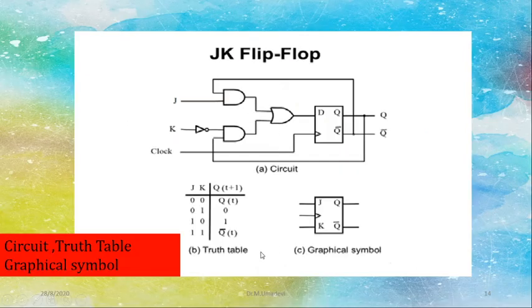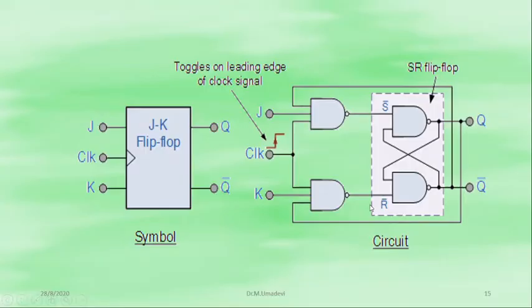Then this is the truth table for the JK flip-flop. J is equal to 0, K is equal to 0, then there is no change, Q remains. Then 0, 1 gives 0, that means a reset. 1, 0 gives 1, that is set. Then 1, 1, the output is Q bar, the toggle condition. And this is the graphical symbol for the JK flip-flop. J and K are the inputs, Q and Q bar the outputs, and this is the clock pulse.